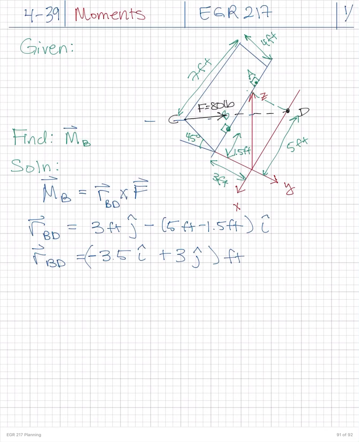I'm just going to look back at the figure and make sure that's right. If I'm at B and I want to go to D, I need to go minus 3.5 in the X direction, so that would get us up to here. And then 3 feet in the positive Y direction. So that'll get us to D. That looks good, so I did a little check. And then F, we know F equals 80 pounds.